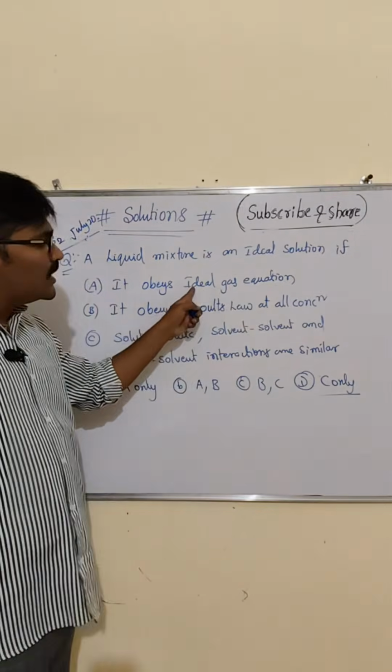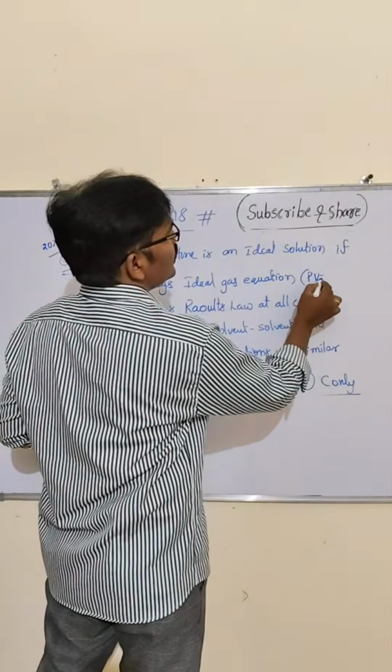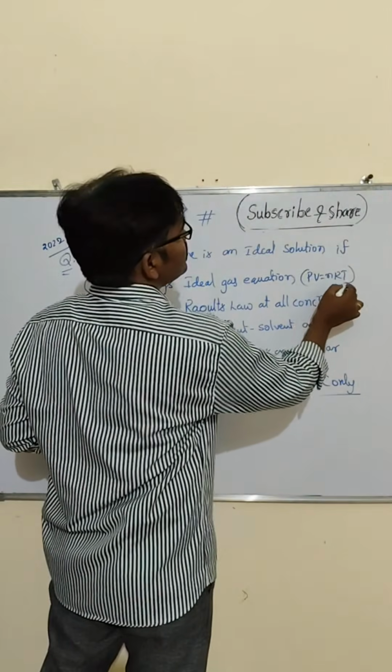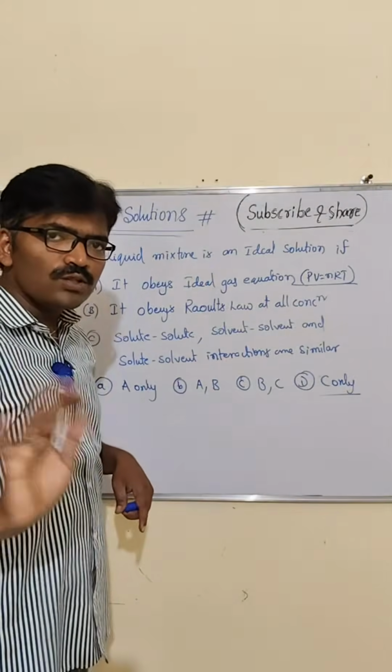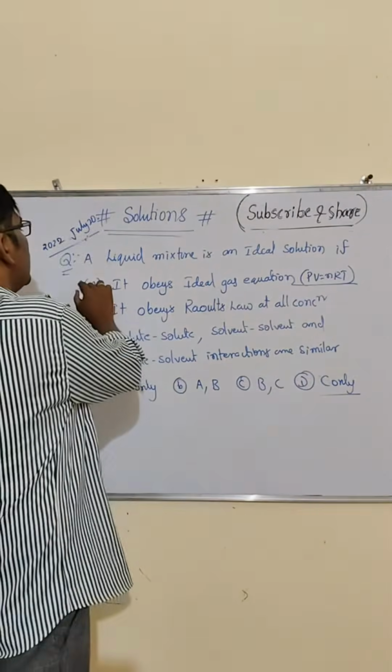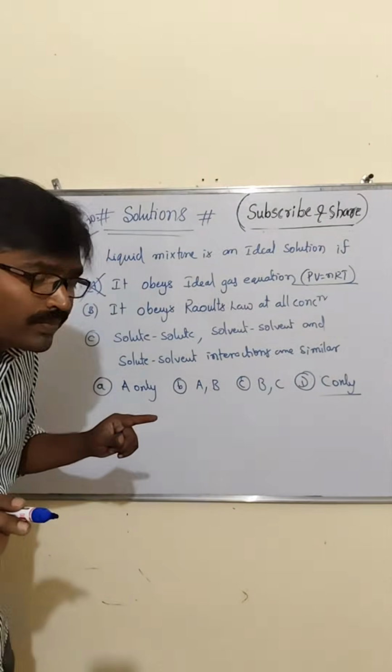Ideal gas equation, is that correct? So what is the ideal gas equation actually? PV equals nRT. This is applicable for only gases, right? Not for the solutions. So the first statement is wrong for the solutions.